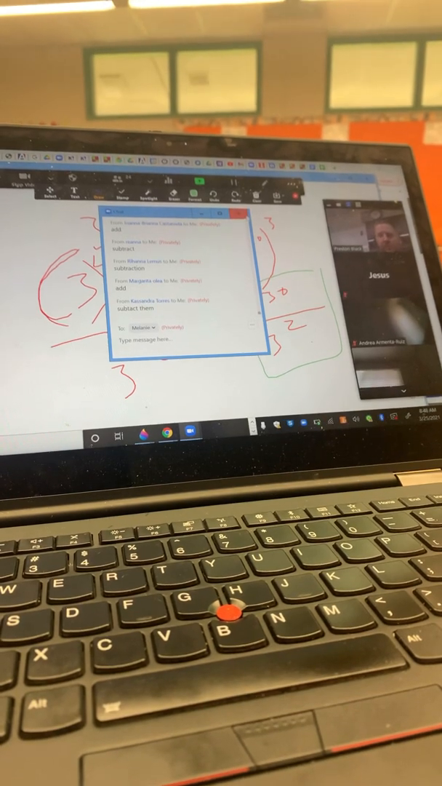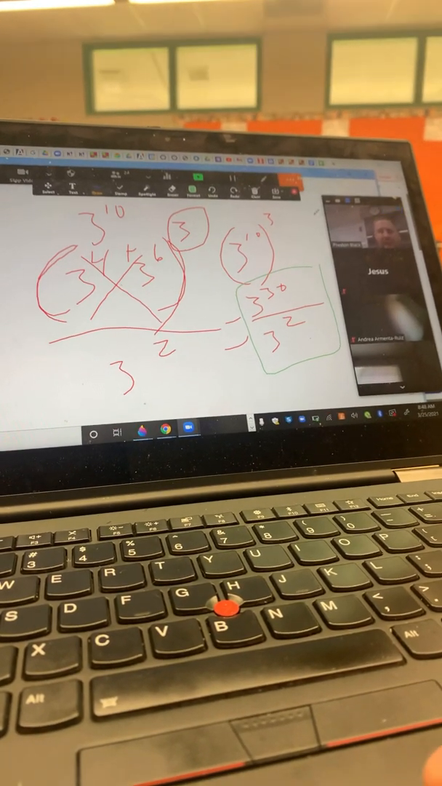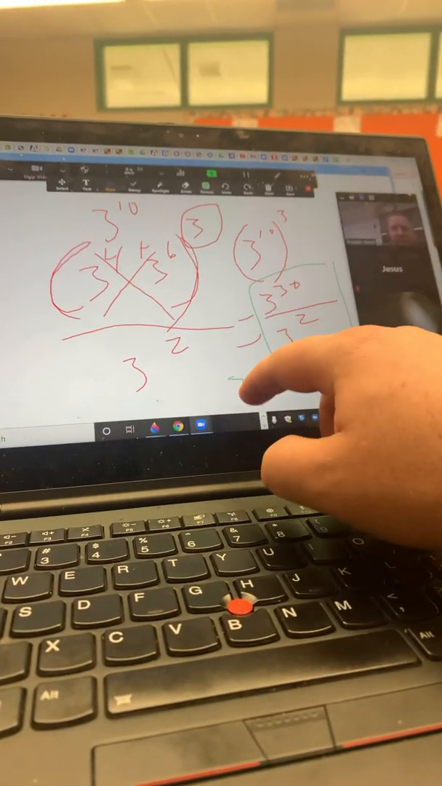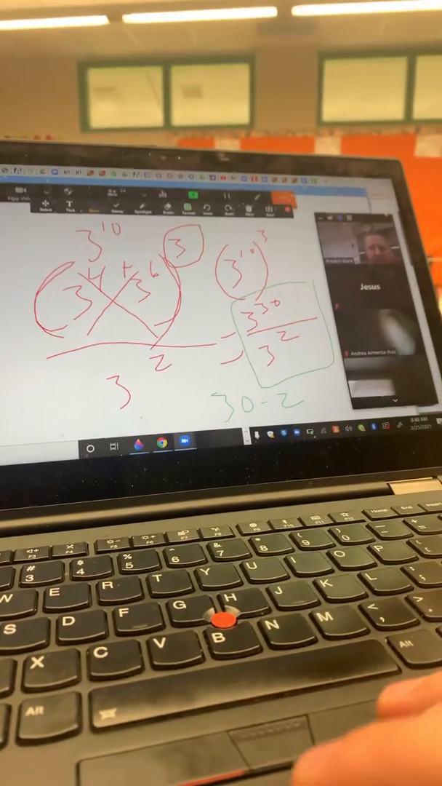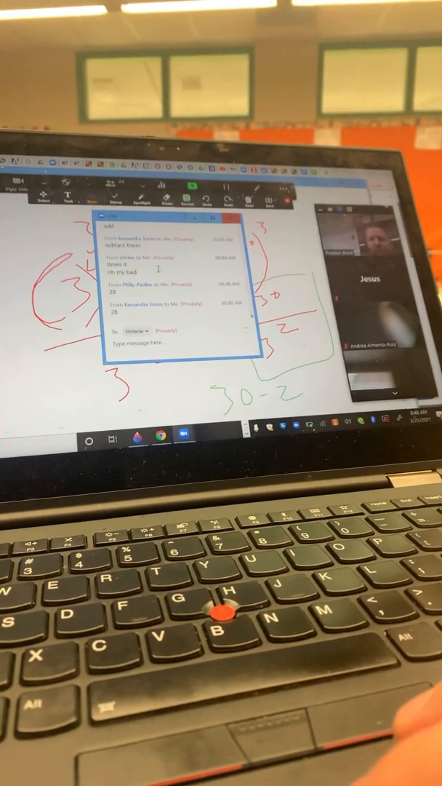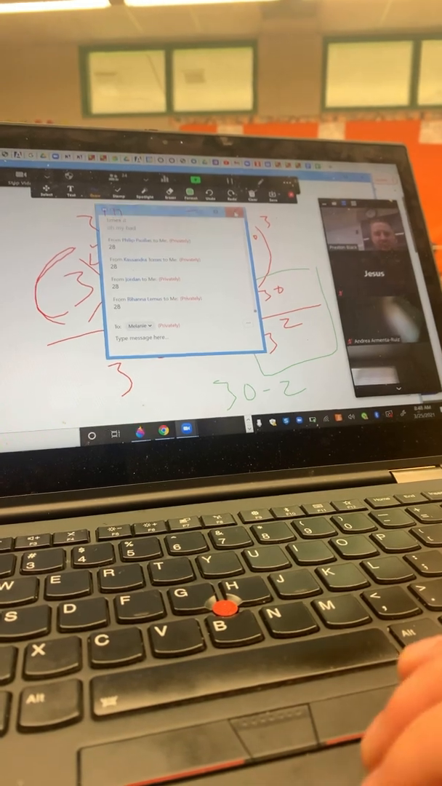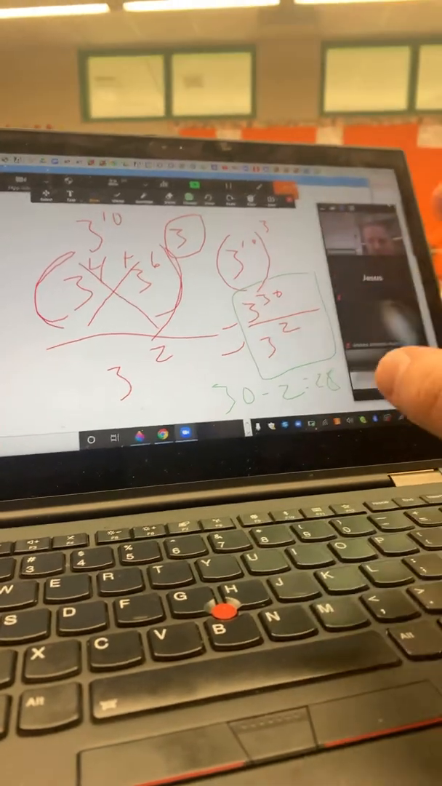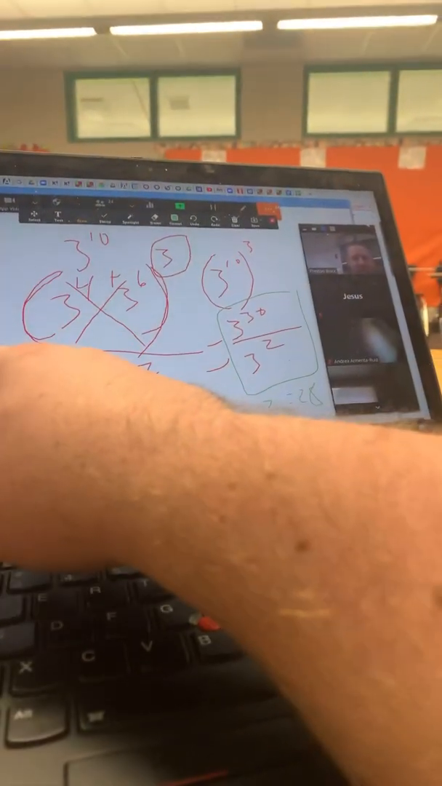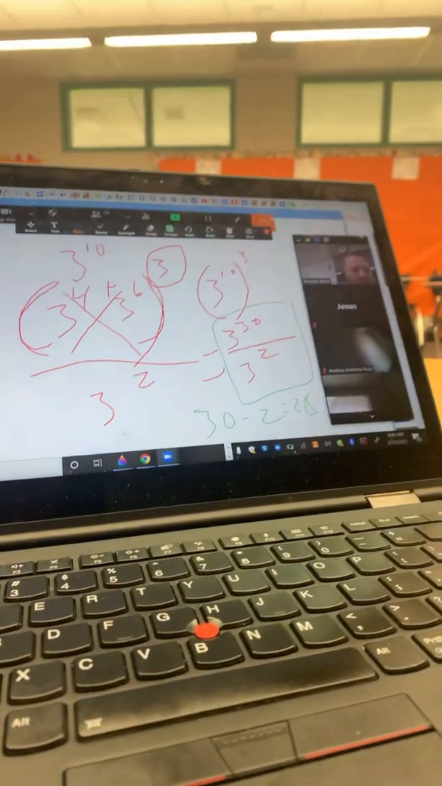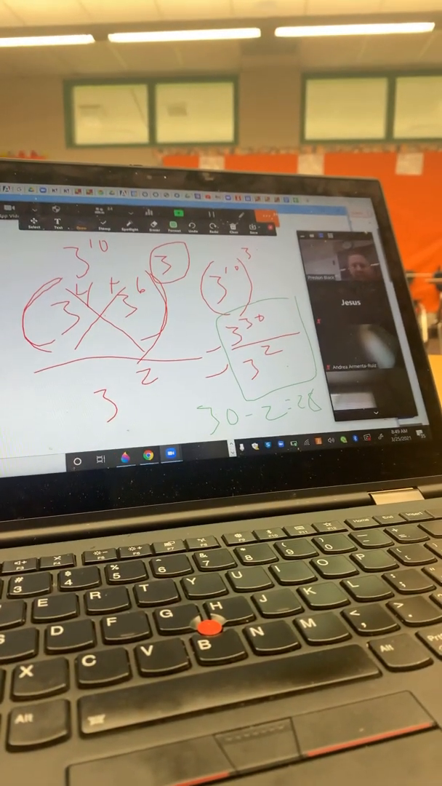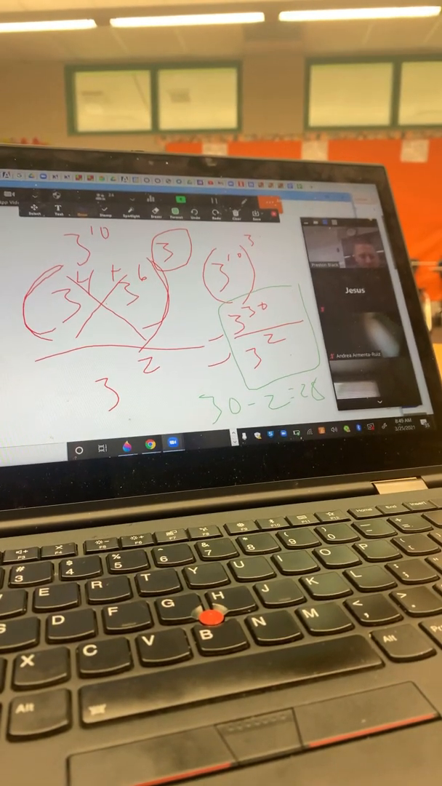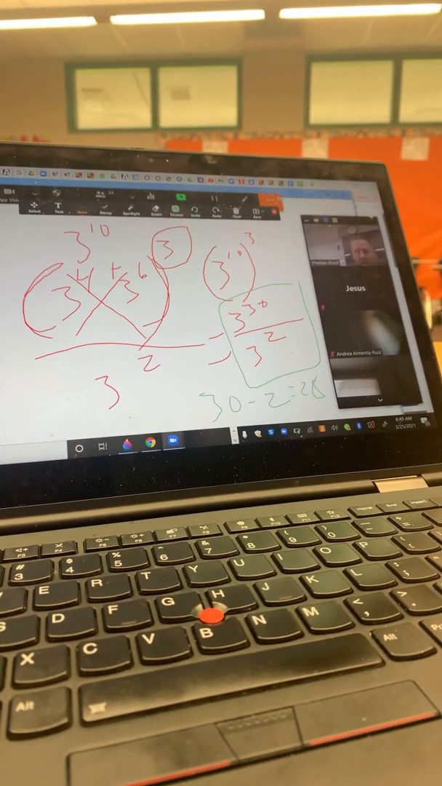We subtract them. Good. So what is 30 minus 2? Those are our exponents in our division problem. It equals 28. So the answer to this entire problem is 3 to the 28th power. Okay? 3 to the 28th power.